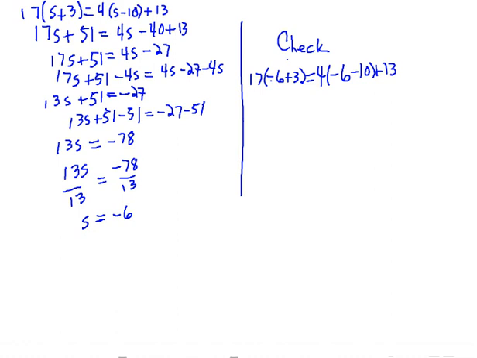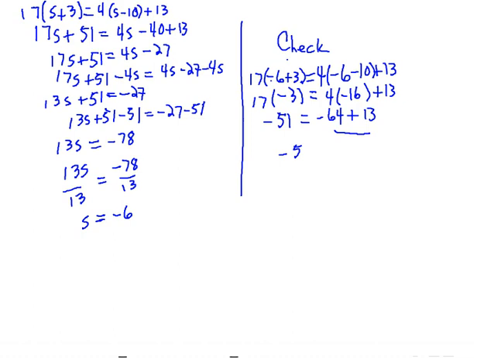Now, combining like terms inside the parentheses like we did before, 17 times negative 3 is equal to 4 times negative 16 plus 13. On the left-hand side, we have negative 51, which equals negative 64 plus 13, and negative 64 plus 13 is actually negative 51. So negative 51 equals negative 51, and yes, our solution checks. So s does equal negative 6, and that's the solution to the equation.